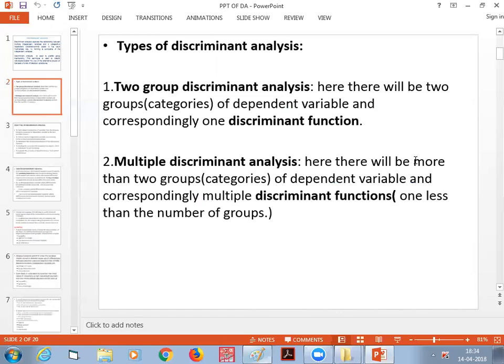Now, discriminant analysis comes in different types. Two-group discriminant analysis, that is what I said, dichotomous. Only two groups: that group or this group. If you have multiple, more than two groups, it is a multiple discriminant analysis.